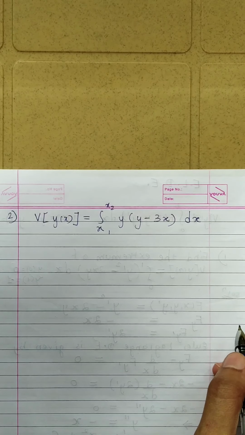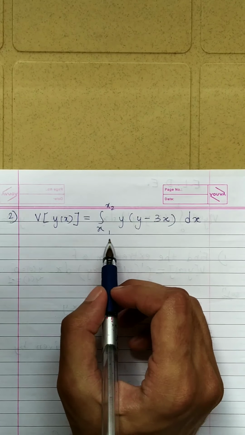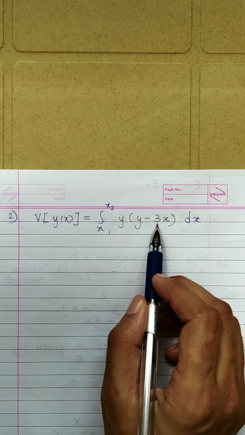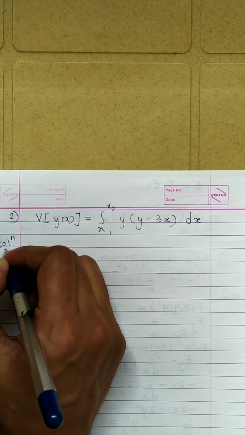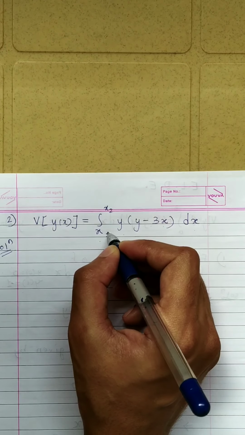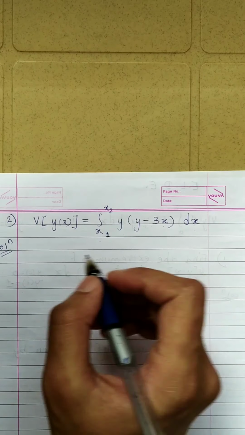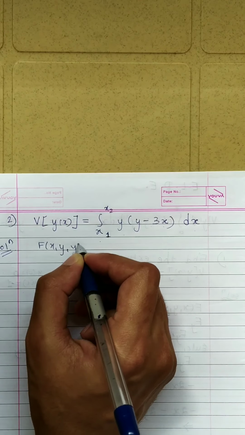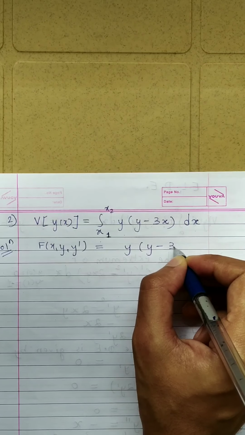Now let us take one more problem. V of y of x is equal to the integral from x1 to x2 of y into y minus 3x dx. In this case this is slightly a special case. Once we get the solution you will understand what is special. So f of x, y, y dash is equal to y into y minus 3x.